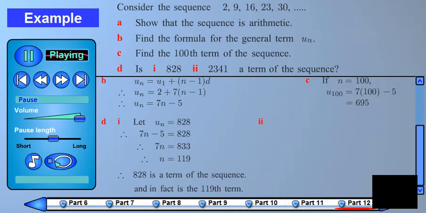In part 2, if the nth term is 2341, let's do the same steps with the other number. We have the number 2341. Make the same equation like here: 7n minus 5 equals 2341, and solve the equation. Try to get it. What is the value of n? I give you just 1 minute to try and tell me.